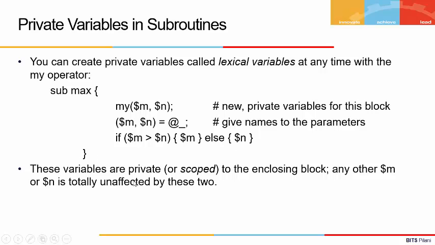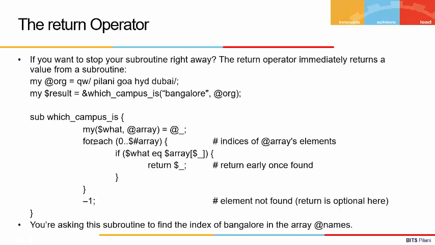So like this, the variables are private to the scope or to the enclosed blocks. Any other $m and $n are totally unaffected by these two values, right? So if you are again using the $m outside the subroutine, that will have another value, and this is unaffected within that subroutine. So this is about the private variables which you can use for the subroutines.